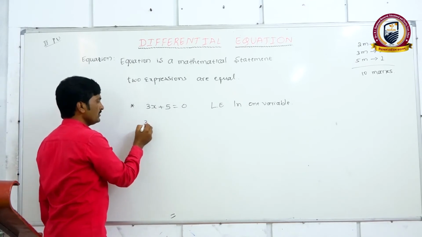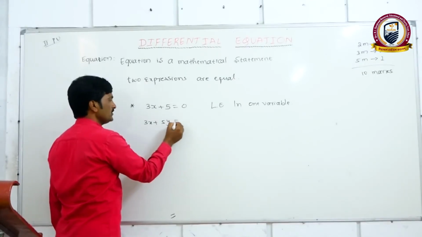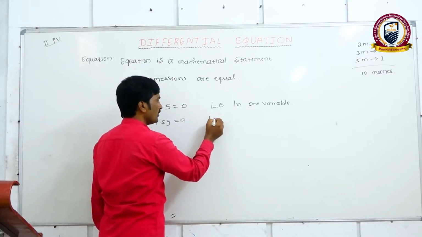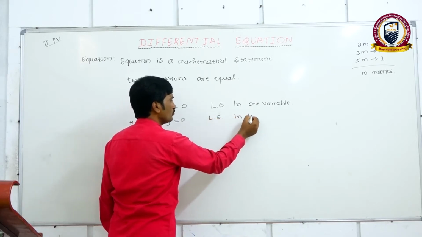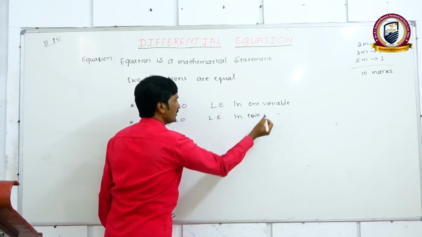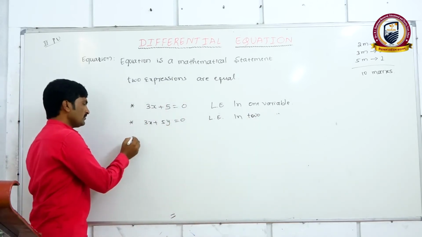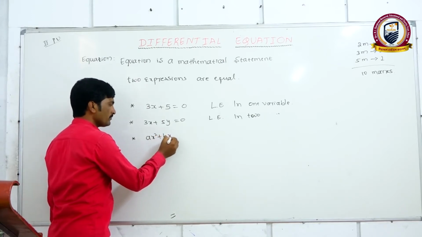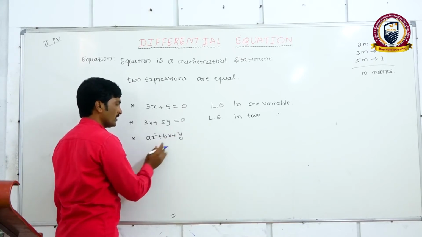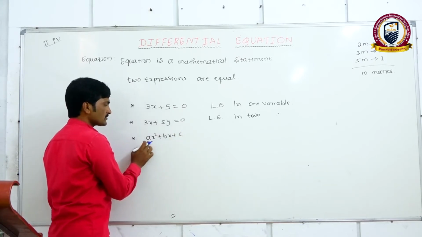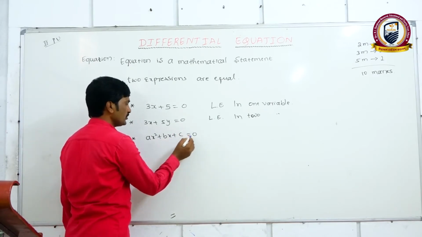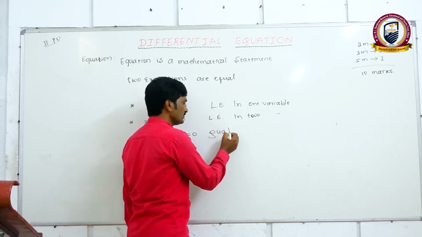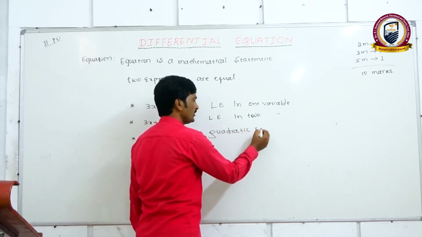Similarly, let us take another one. 3x plus 5y is equal to 0. It is also an equation. It is called a linear equation in two variables. Like that, you have studied one more equation: ax square plus bx plus c is equal to 0. It is a quadratic equation.